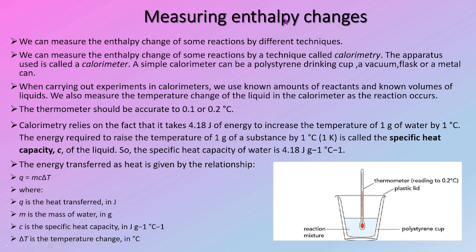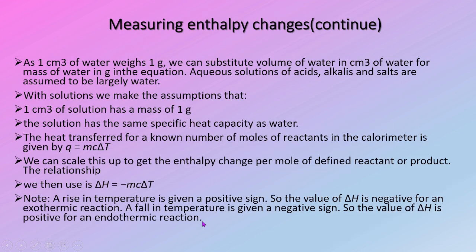Now here we have measuring the enthalpy change. How can we measure the enthalpy change? For this, we use this apparatus in which there is water, a polystyrene cup, a thermometer, and the reaction mixture. The formula we use is Q equals mc delta T, where Q is the heat transfer in joules, m is the mass of water in grams, c is the specific heat capacity of water usually, and delta T is the temperature change.